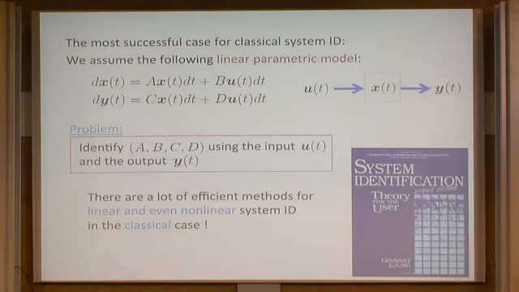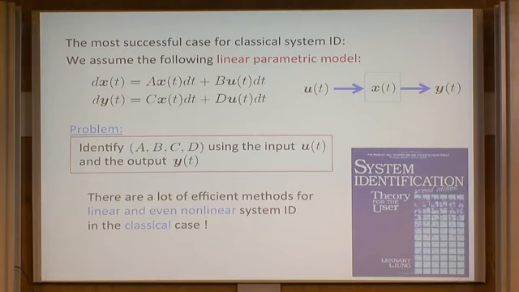So this is the most successful result in the classical case for parametric model identification. We assume that the system is a linear parametric model. So this is actually the assumption. The system follows this differential equation, x dot equals Ax plus Bu, and y equals Cx plus Du. A, B, C, D are matrices which are unknown, and we want to identify these four matrices.